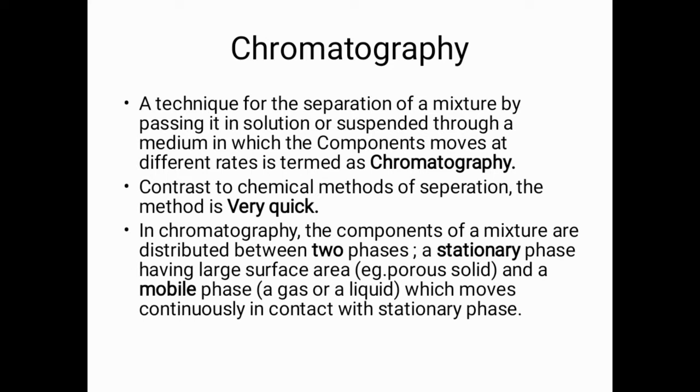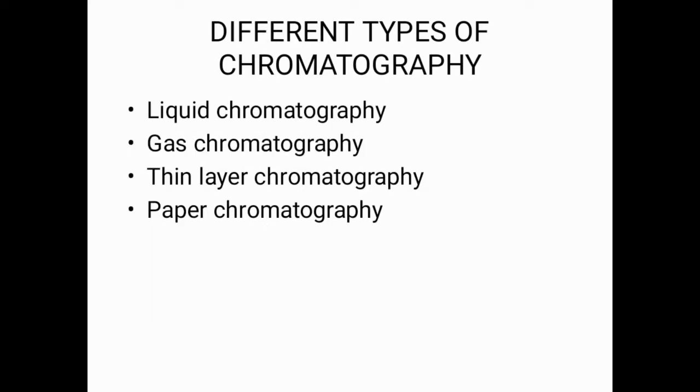In chromatography, the components of a mixture are distributed between two phases: one is a stationary phase having a large surface area, and the other is a mobile phase which moves continuously in contact with the stationary phase. The stationary phase is a porous solid, and the mobile phase is a gas or a liquid. The basic types of chromatography techniques are liquid chromatography, gas chromatography, thin layer chromatography, and paper chromatography.